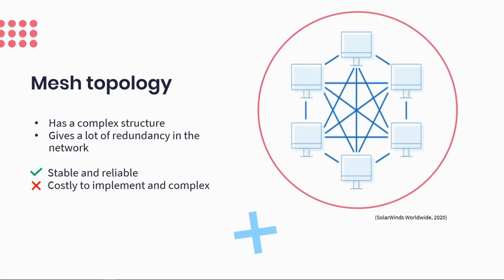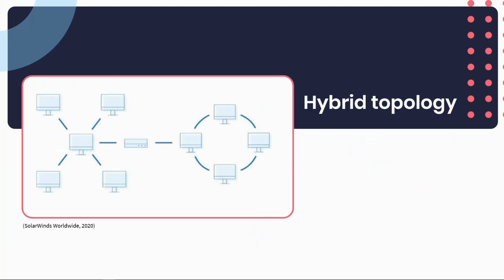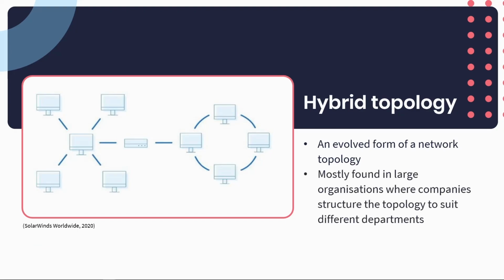The hybrid topology is an evolved form of network topology, where it combines two or more types of network topology. This type of topology is mostly found in large organizations where companies structure the topology to suit the different departments of the company. A typical case would be combining the mesh topology for the networking department, giving them a lot of redundancy, and structuring the bus topology for the marketing department because they need to be on the same network and share resources among themselves.